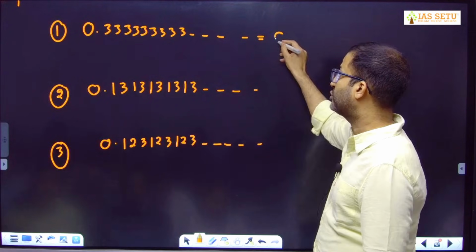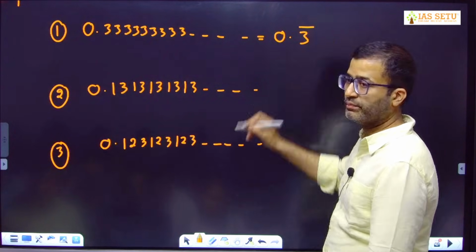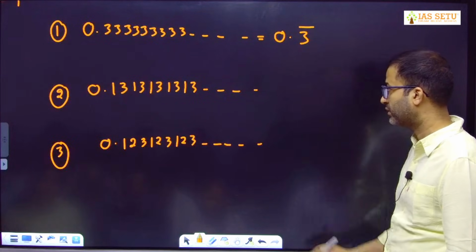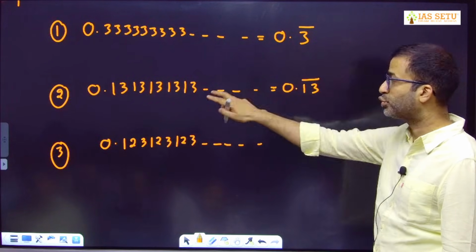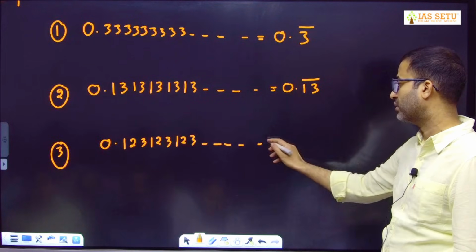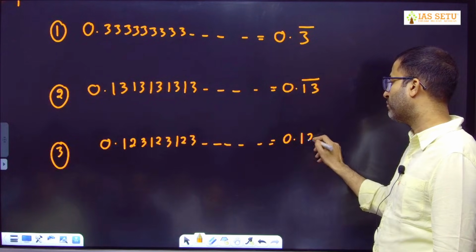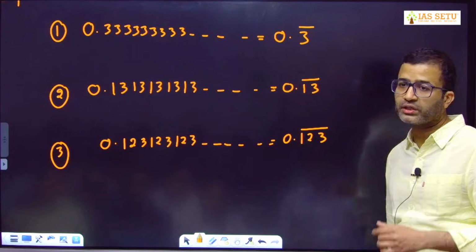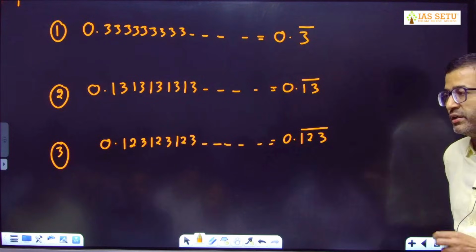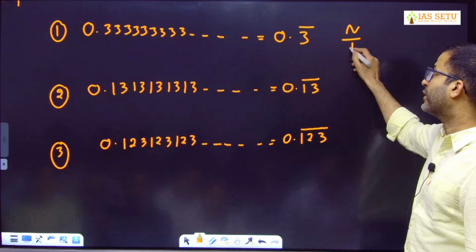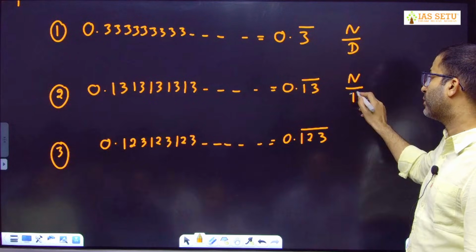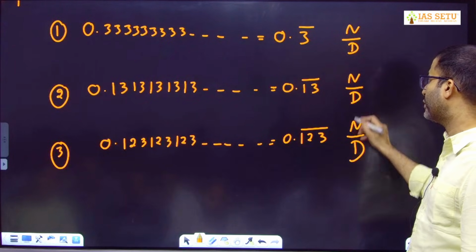First we write it as 0 bar on 3, because this 3 reoccurs again and again. Second question is 0 bar on 13, because these 2 digits 1 3 reoccur again and again. Third example, 0.123 with bar on 123, this 123 reoccurs again and again. There are 3 digits reoccurring. So now here, numerator upon denominator, numerator upon denominator, numerator upon denominator.